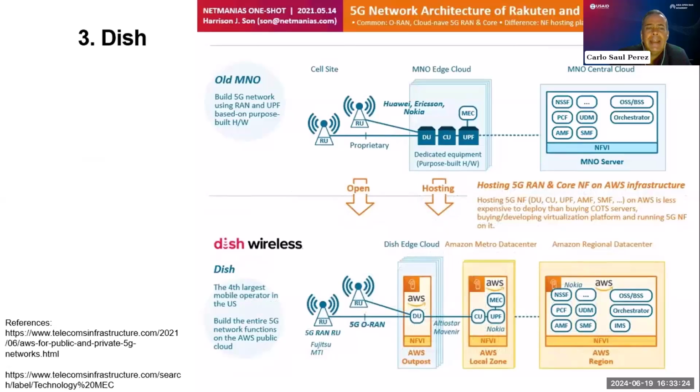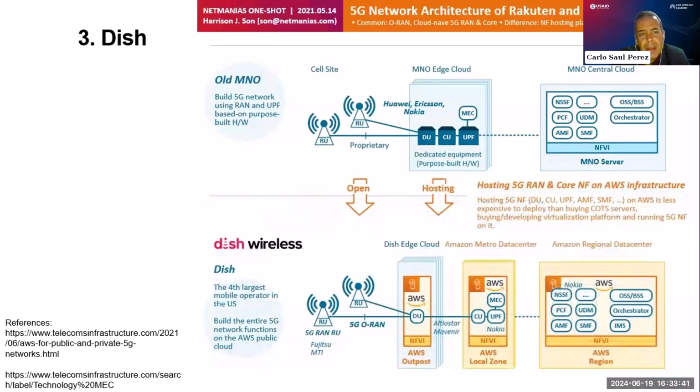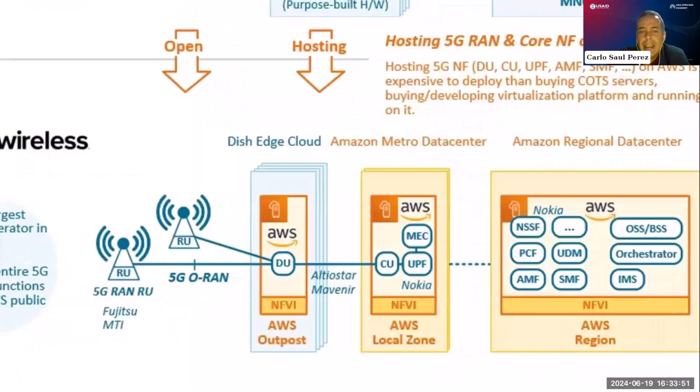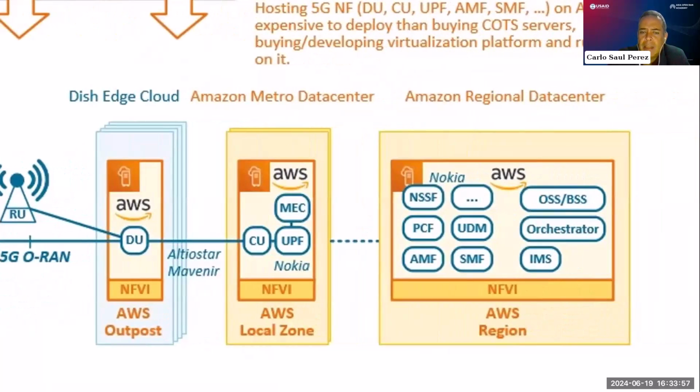And the other one is Dish. Just comparing with the previous one that is using a Rakuten-owned cloud, a cloud developed by themselves with the support of different players. Here, the interesting thing is they are using a hyperscaler from a third party. You can see here that they are using AWS, the Amazon Web Services cloud, to deploy this scenario for cloud.